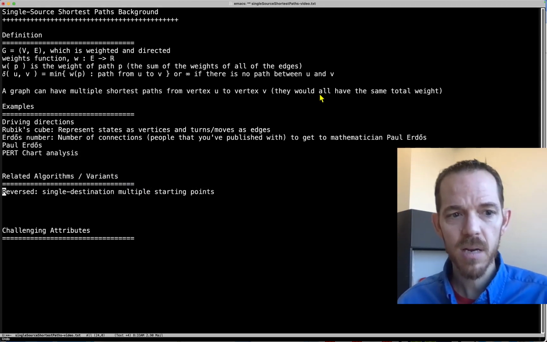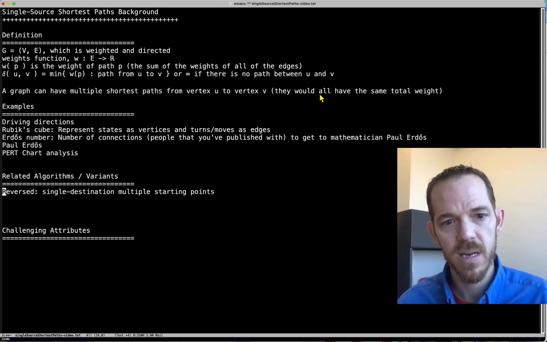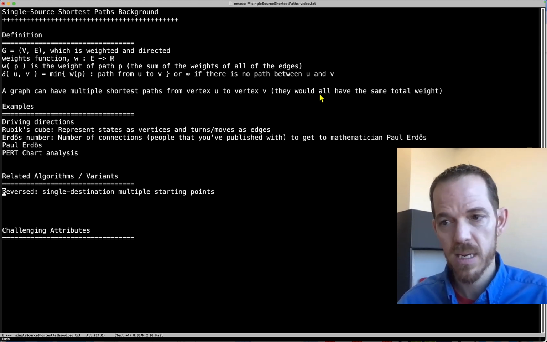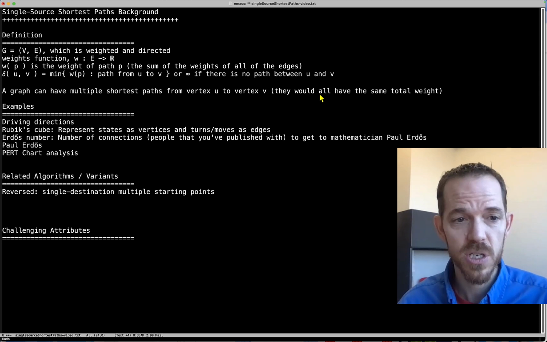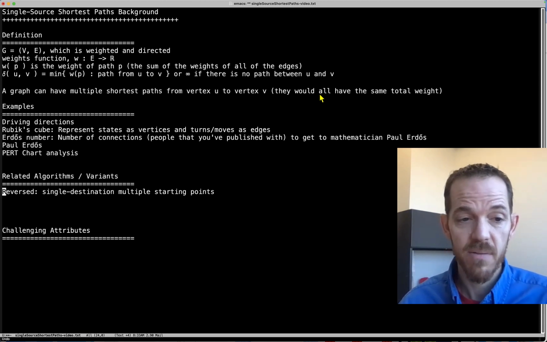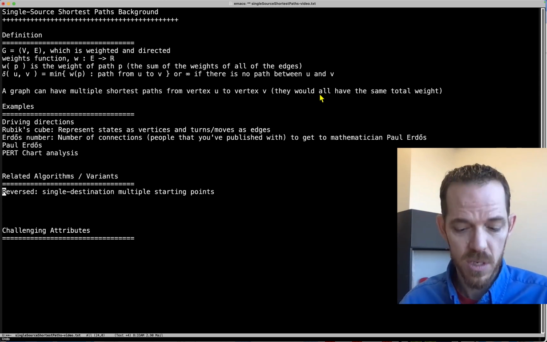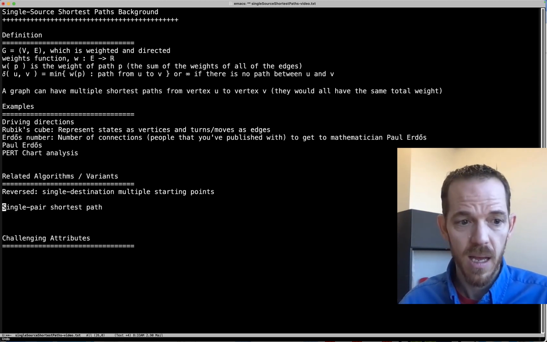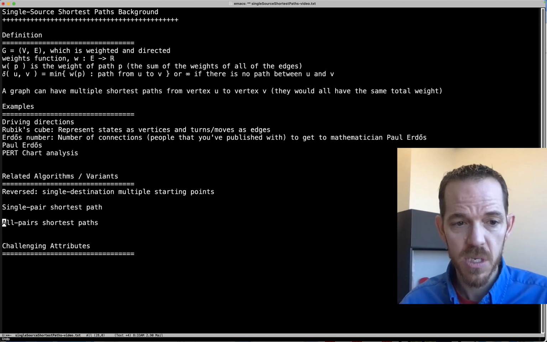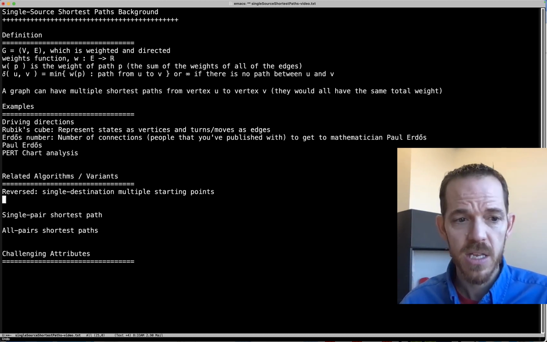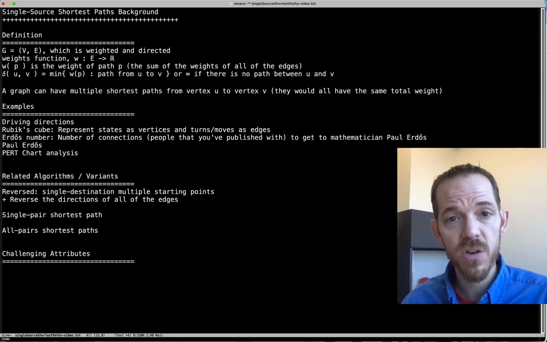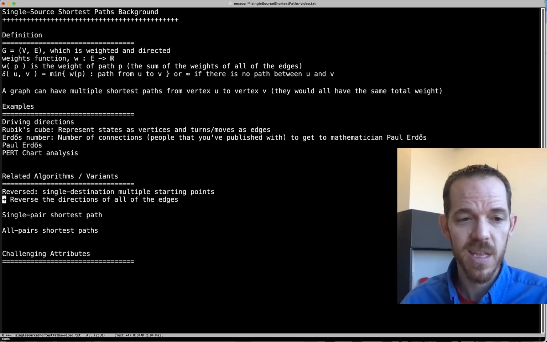All right, now let's talk about some related algorithms or variants to give some context and also a deeper appreciation. First, we could have it reversed. We could have single destination with multiple starting points. Another one would be single pair shortest path and then all pair shortest path. So let's go to the reversed one, the first one, the single destination, multiple starting points. And so this could be accomplished by reversing the directions of all the edges.